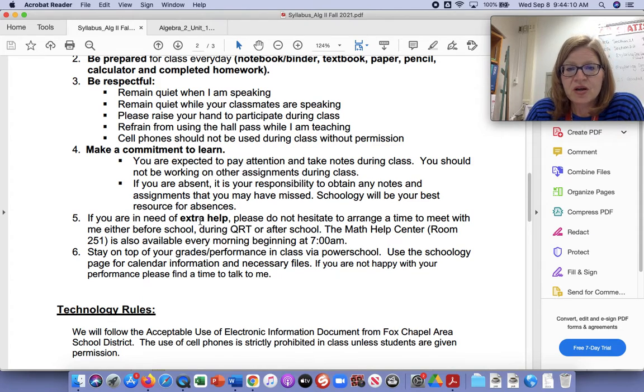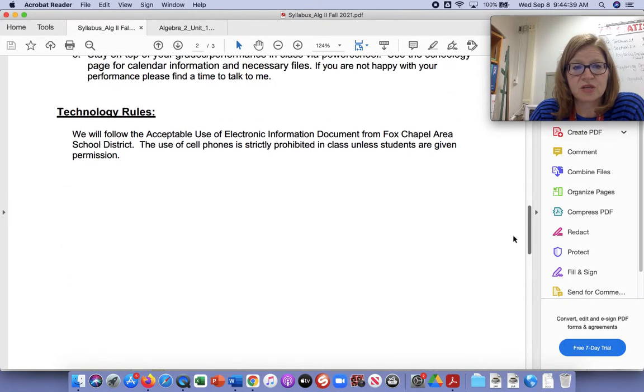If they need extra help, they can come and see me either before school, during QRT, or after school. If it's going to be before QRT or after school, they should let me know because I might have a meeting or I might not be here. There's also the Math Help Center, which is in room 251, and a student can get help there from 7 o'clock to 7:55. Then obviously they should be staying on top of their grades and using the Schoology information.